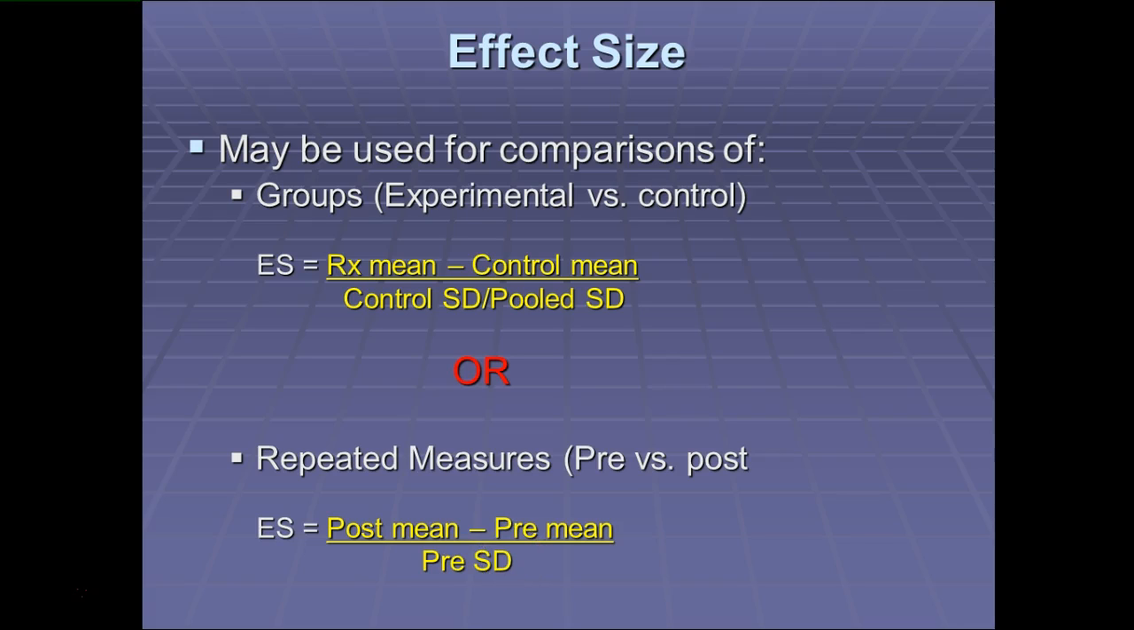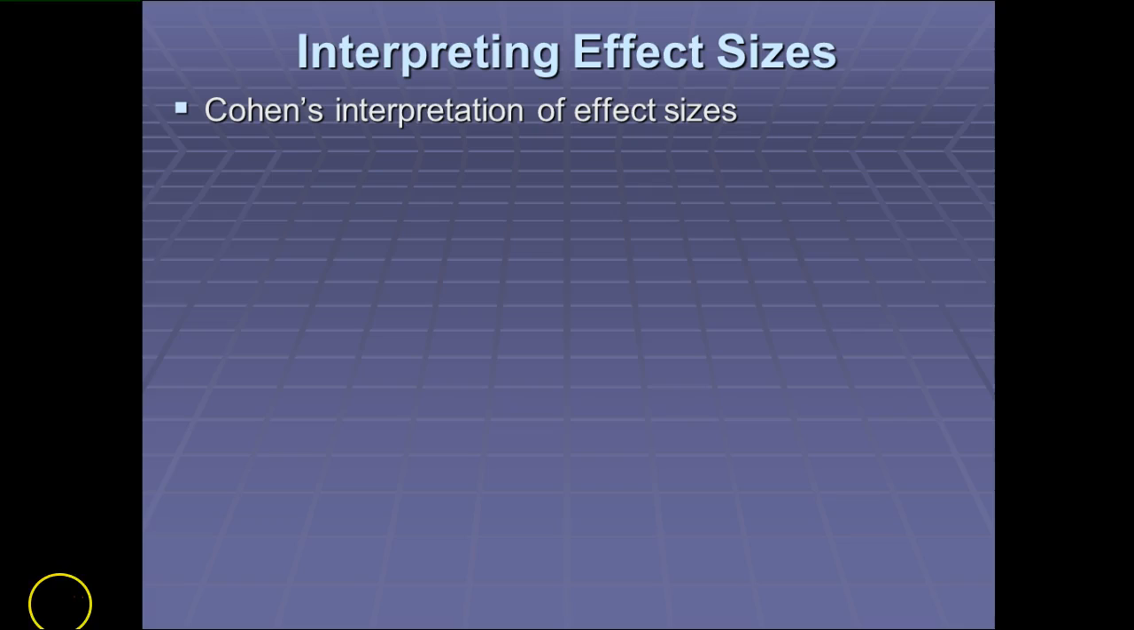So two ways to calculate effect sizes. If you're using a group approach, then you just take the treatment mean, subtract it by the control mean. If you're using a repeated measures design where you're doing a pre-post design, then you can do post-mean minus the pre-mean.